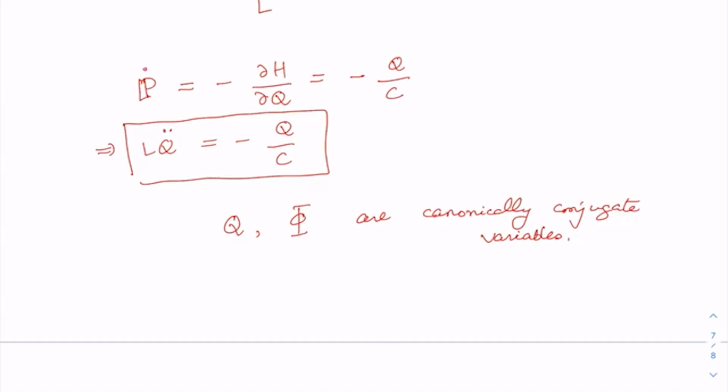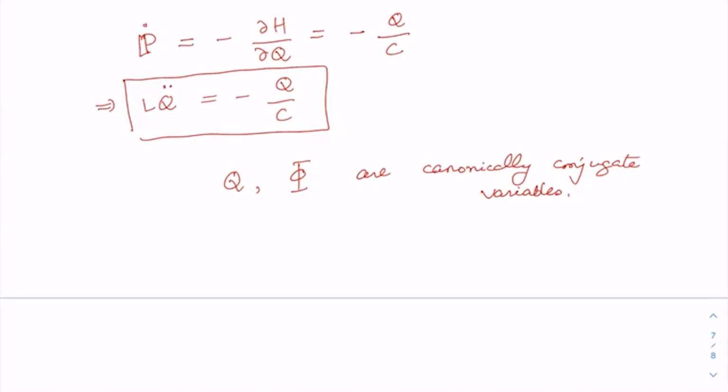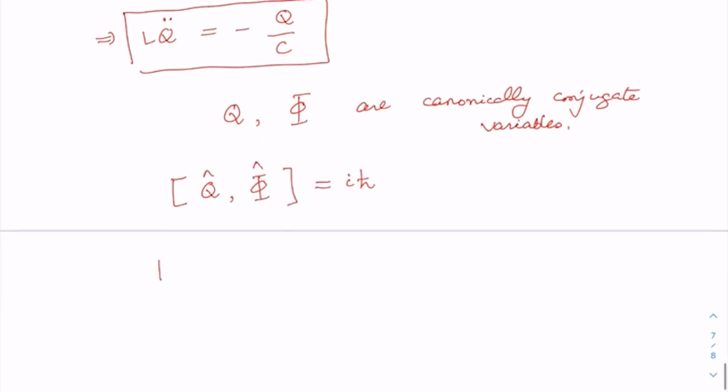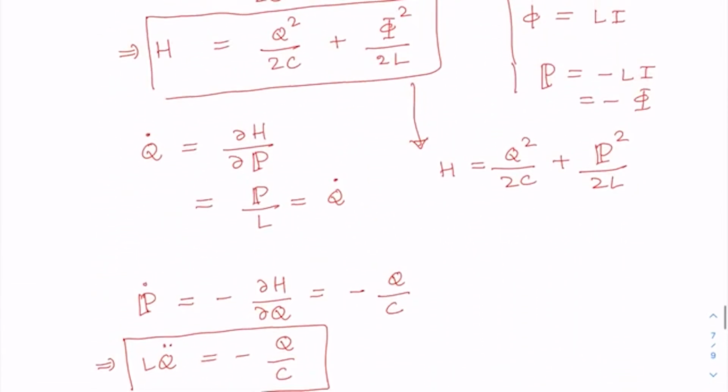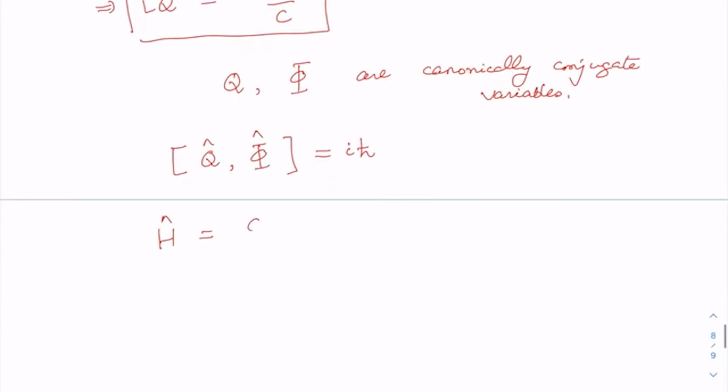So therefore we can invoke quantization. What we have to do is just replace q by operator q and phi by operator phi, with commutator equal to i h cross, and this Hamiltonian we'll write as q square by 2C plus phi square by 2L. So this is the way we can quantize the LC oscillator.